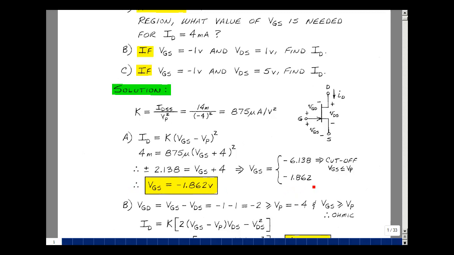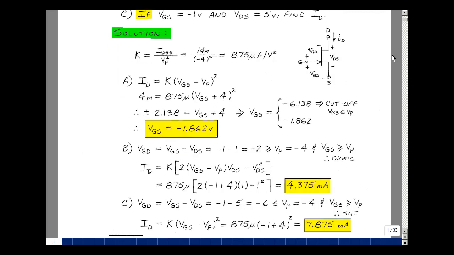Now since the pinch-off voltage is minus 4, here we have something that's less than the pinch-off voltage, so that would put us in cutoff. This is a contradiction, so this must be the value of the gate source voltage that would give us 4 milliamps of current in the current saturation or saturation region.